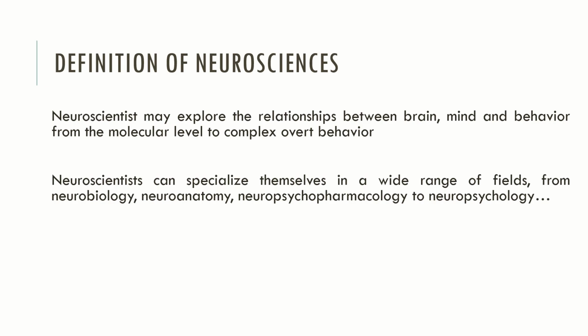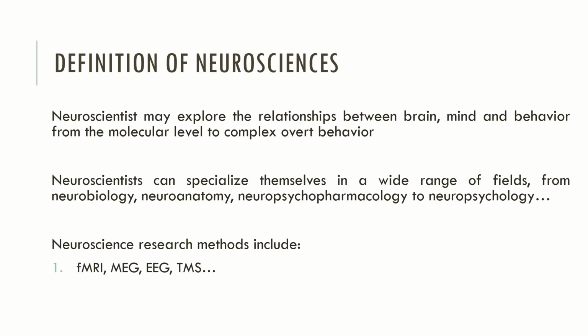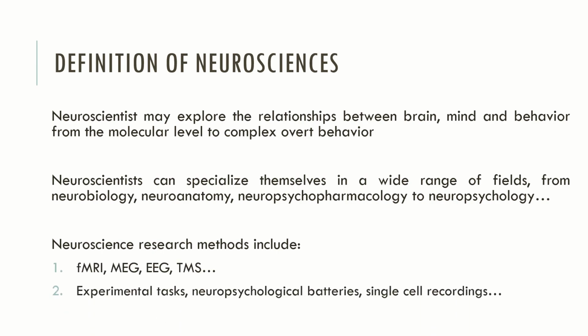but we will look at this in the future. So, neuroscience research methods may include fMRI, MEG, EEG or TMS, and may also include experimental tasks, neuropsychological batteries, or single-cell recordings. Don't worry, in the future I will produce different videos focused on these specific research methods, okay?